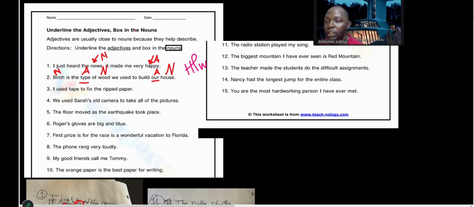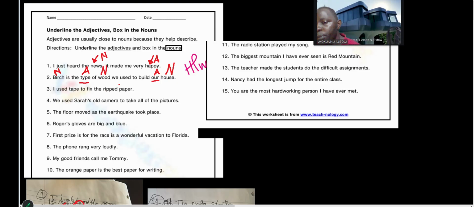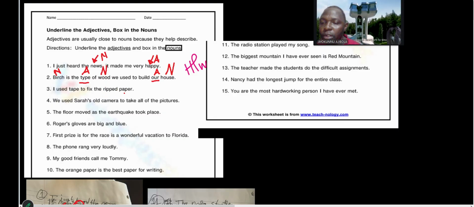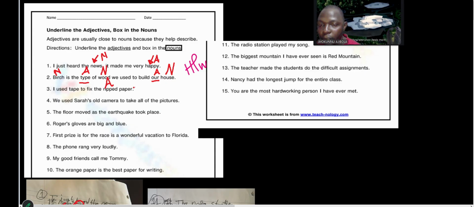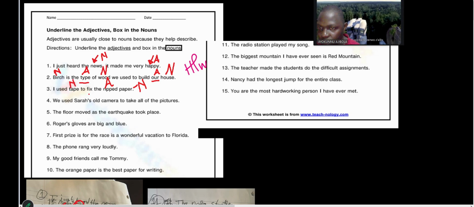Then I used tape to fix the ripped paper. Now, ripped should have been a verb, past tense of rip. But since it's talking about ripped paper, then it's identifying the paper, which paper there is a noun. Then I used tape. Tape is also a noun. Okay.